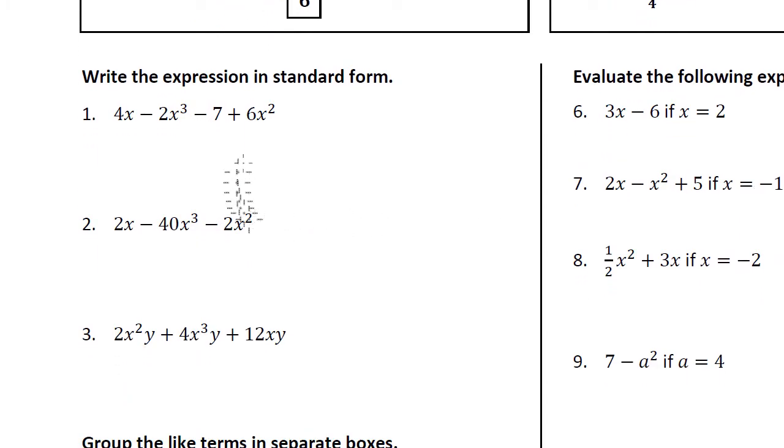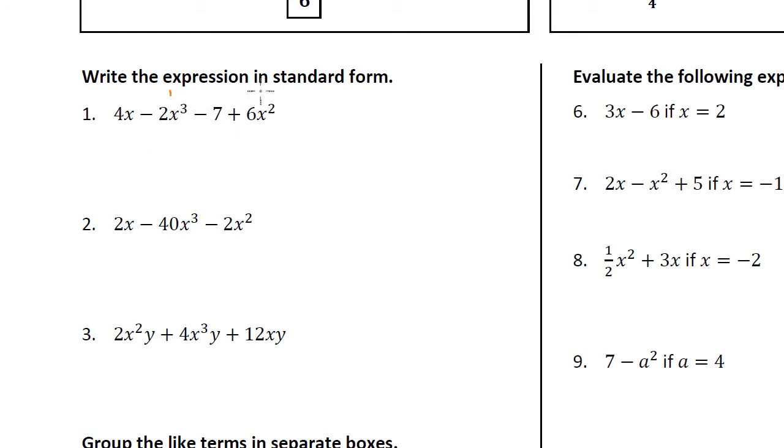Okay, write the expression in standard form. I'll do the first one here, just showing this. Actually, I won't do it. I'll just talk to you about it. Remember, standard form, we take the highest exponent. This will be our first term that we're going to write. Notice that the minus sign is part of that term. So your first term will be negative 2x cubed.